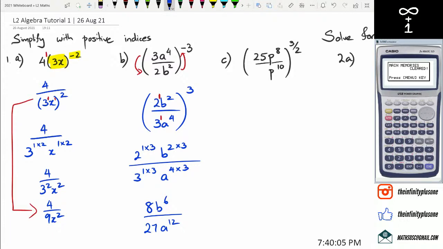Now, in this case, what I'm going to do is simplify inside the bracket. Now, we've got p to the power of 8 and p to the power of 10 in the denominator, which means this could be rewritten as 25.